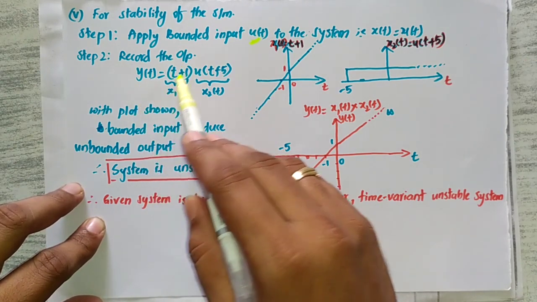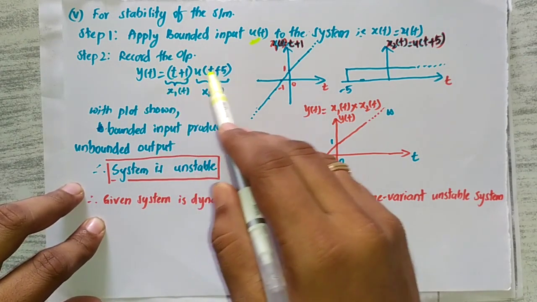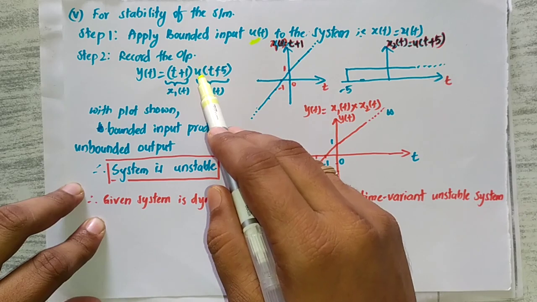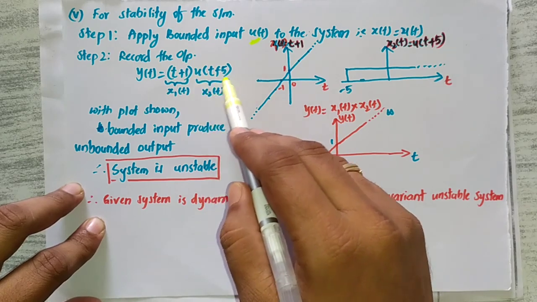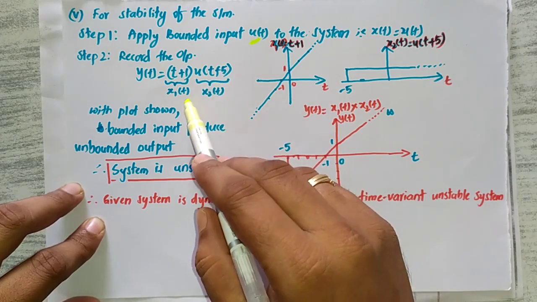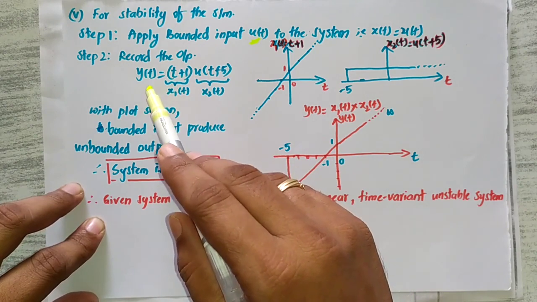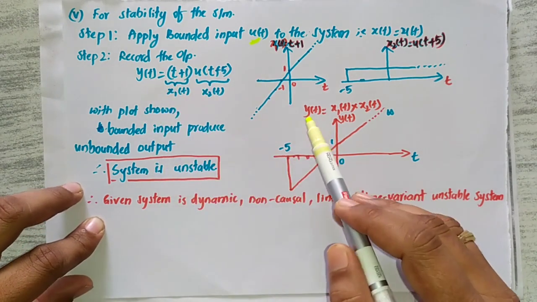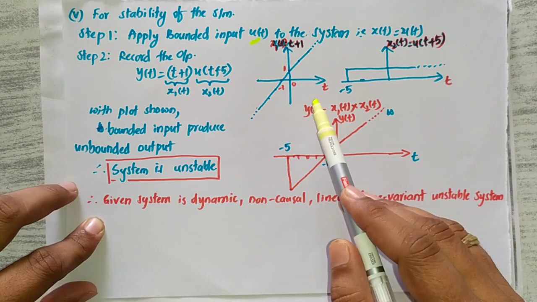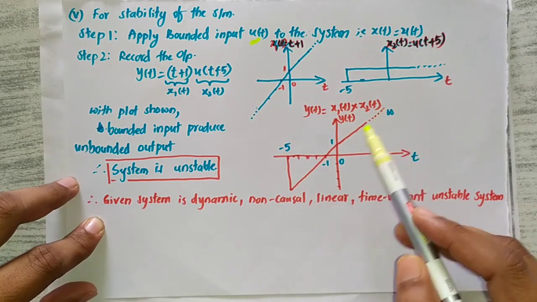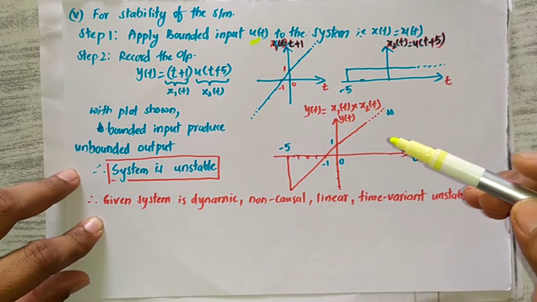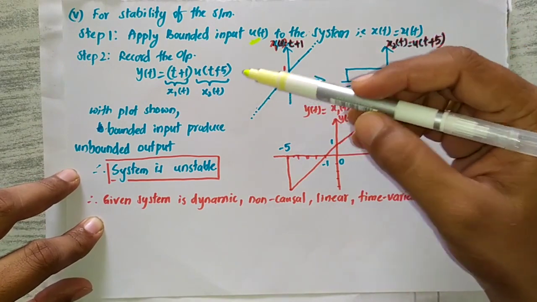So y of t will be t plus 1 as it is, and x of t plus 5 will become u of t plus 5. Okay, now to find out the magnitude of y of t, I have drawn the graphical representation of the signal to make it more clear to you. Okay, let's see how I did it.